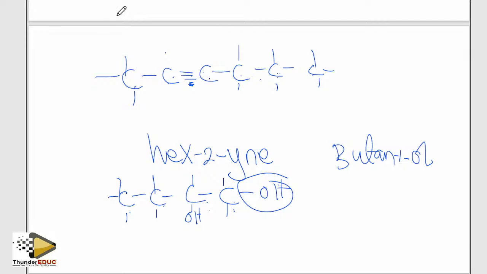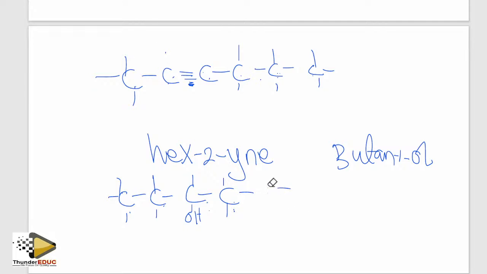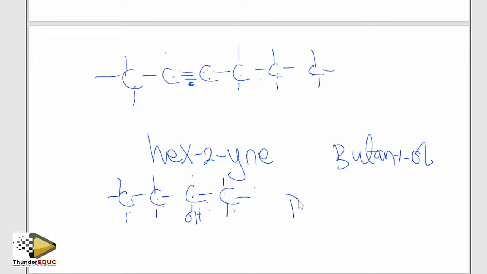And then this is a hydrogen. What if it is there? So it's still the same story. I will say 1, 2, 3, 4. So it's going to be butan-2-ol. So I have to go with the 2. So that's how we name it.